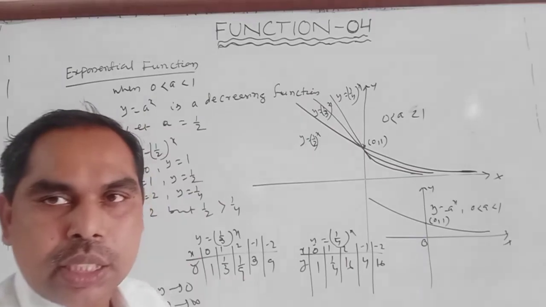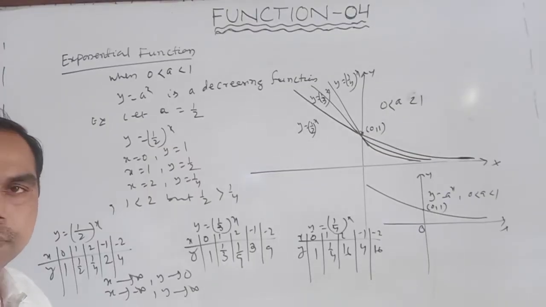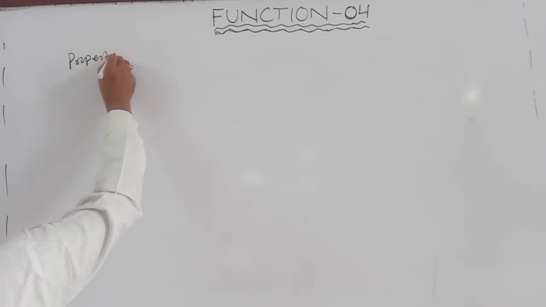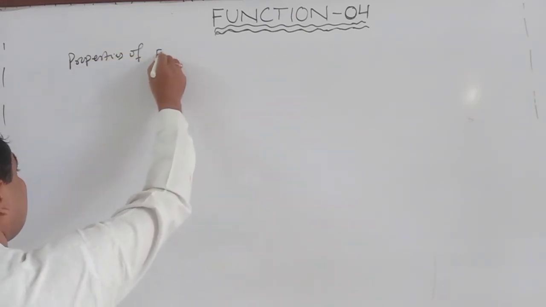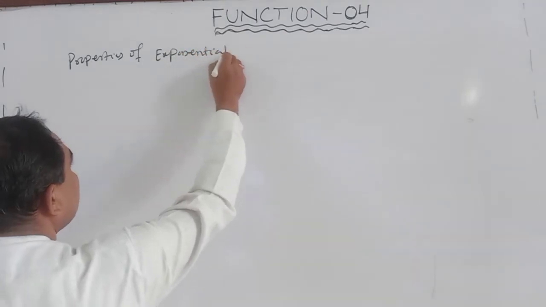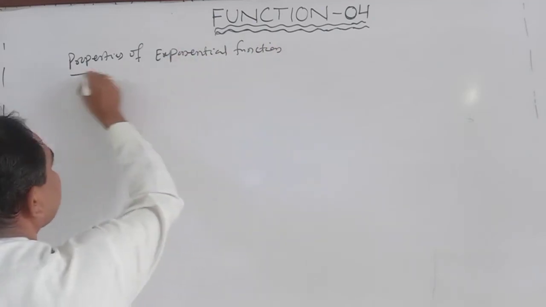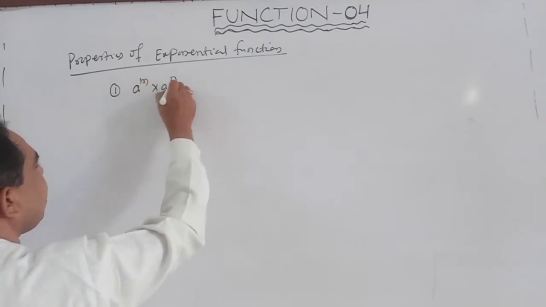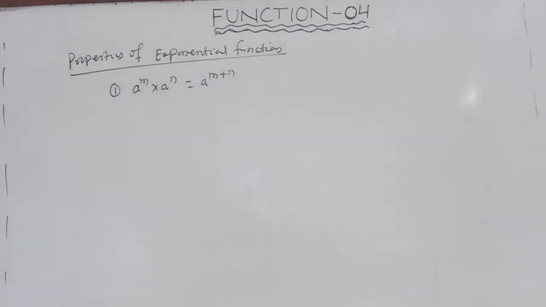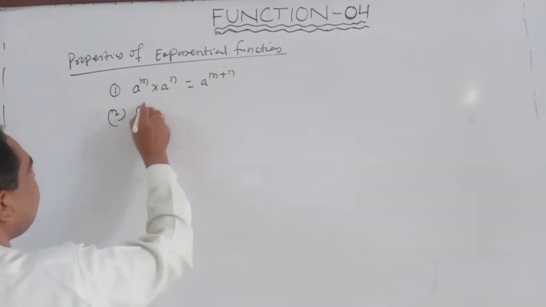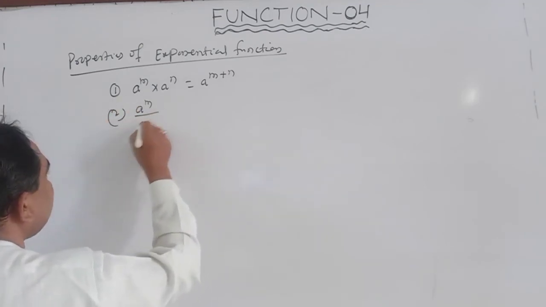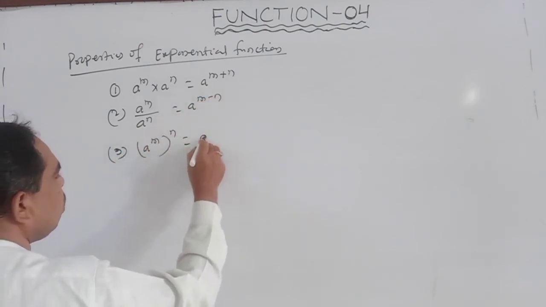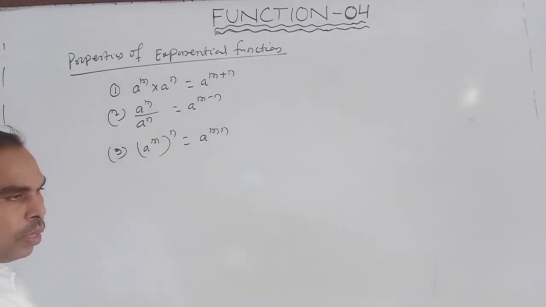Okay, so properties of exponential function. 1. a to power m into a to power n is equal to a to power m plus n. 2. a to power m by a to power n is equal to a to power m minus n. 3. (a to power m) whole to power n is a to power mn.